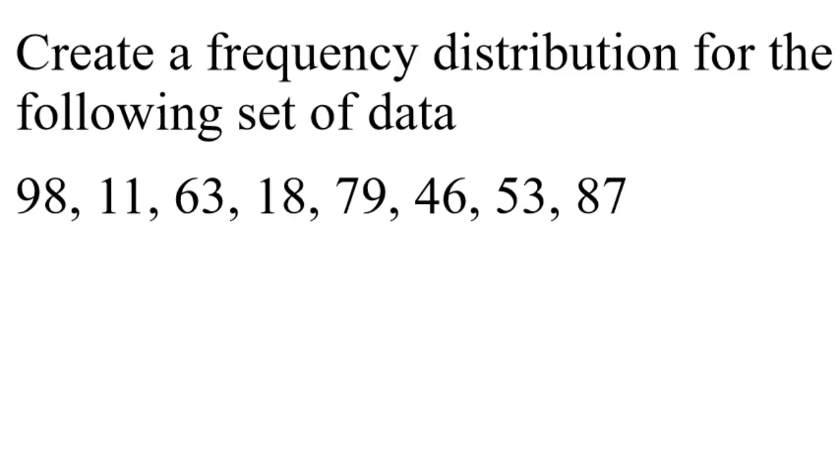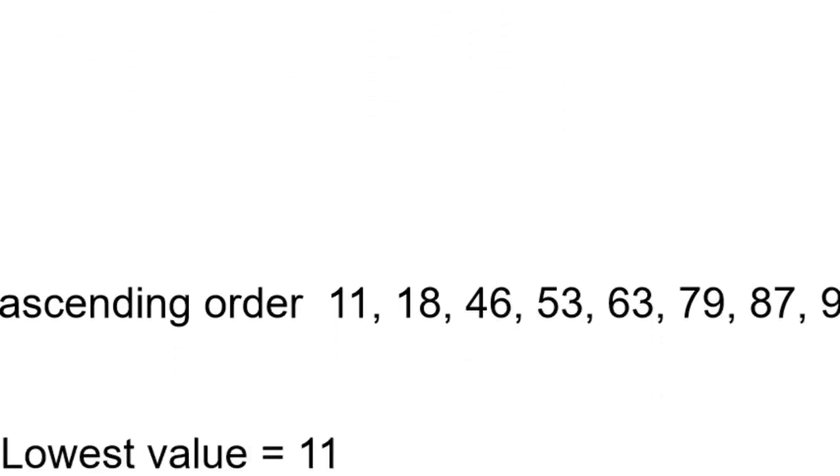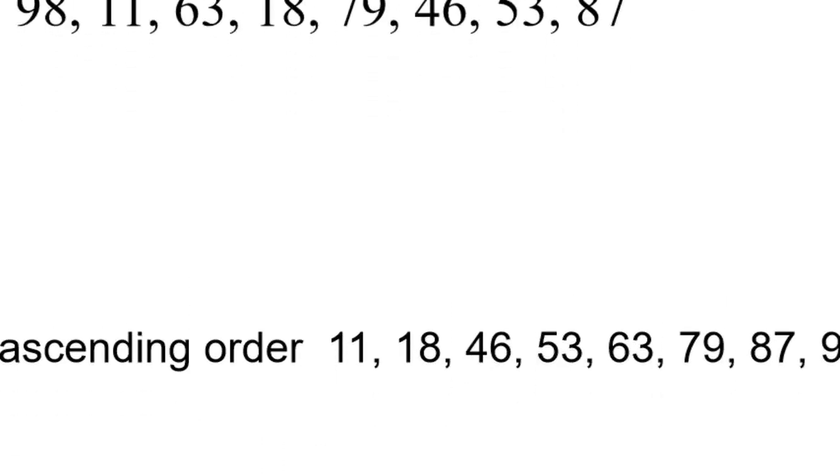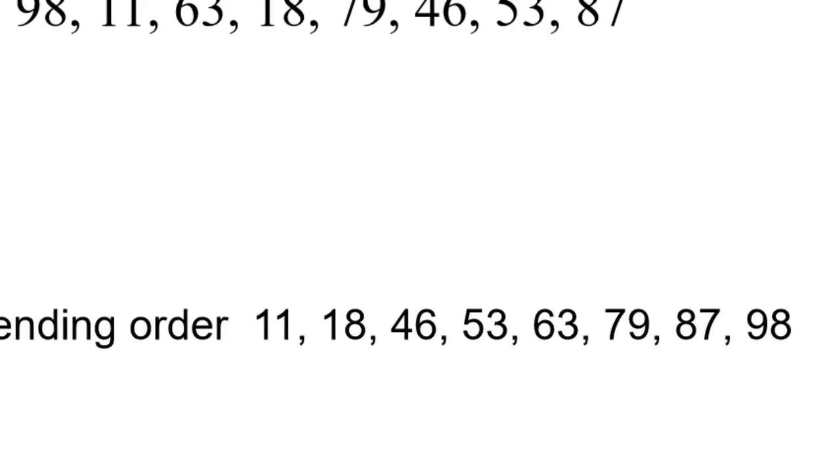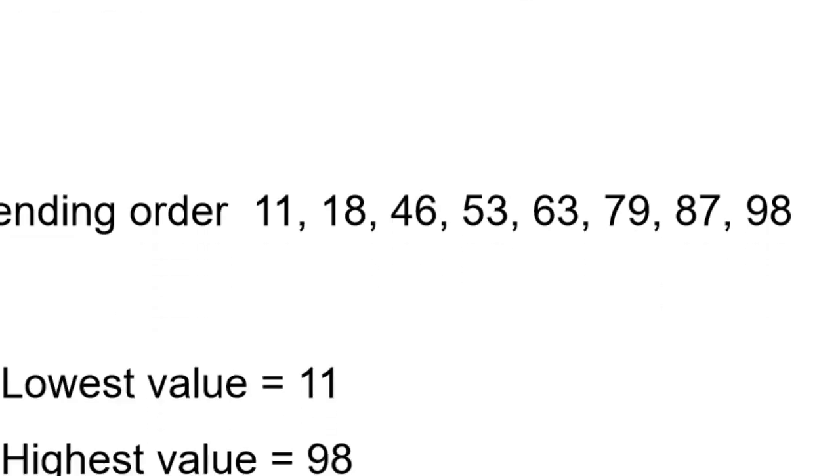And so we'll go down here. I've already kind of laid it out. And so there it is in ascending order. Your smallest number is 11. Your biggest number is 98. And so for creating a frequency distribution, those are the two you really need to start out with.